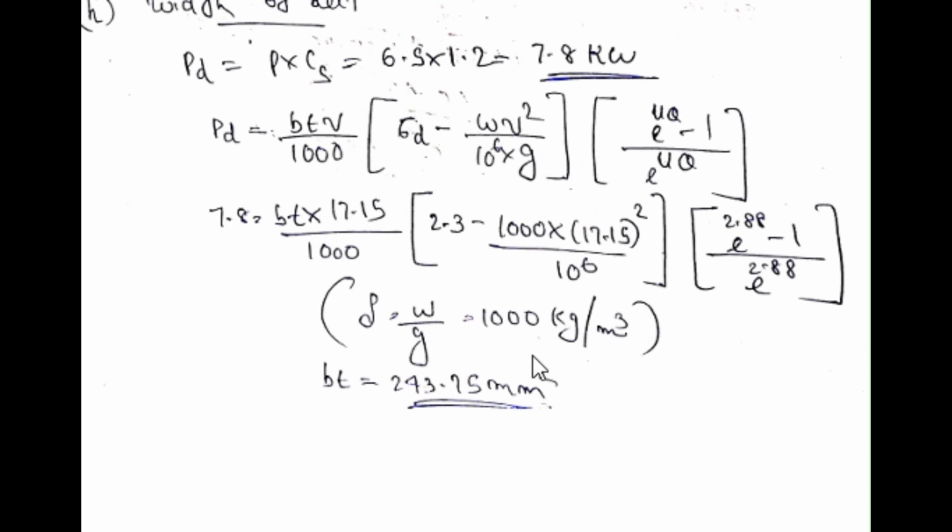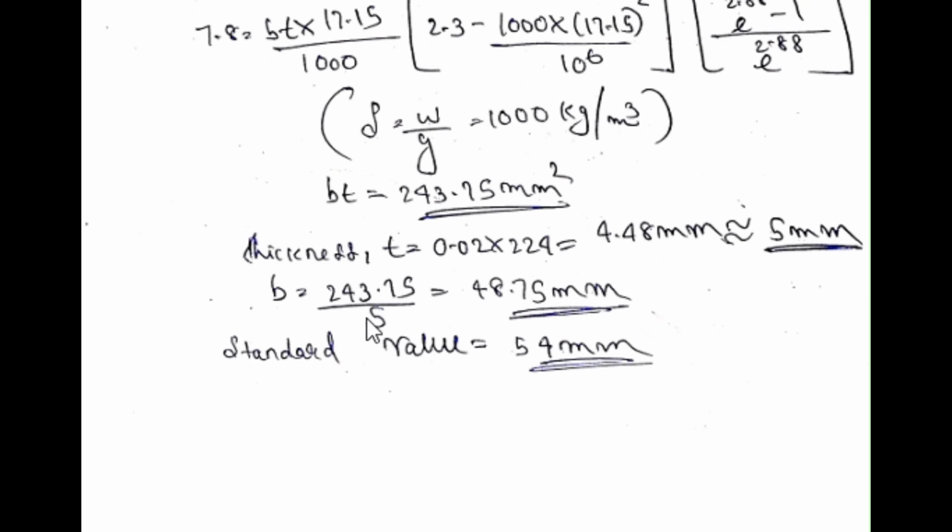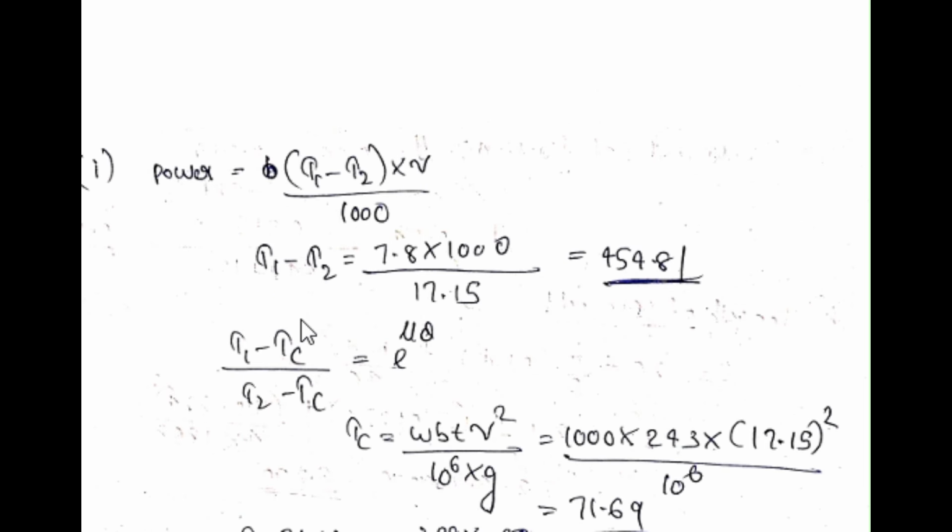So BT will be around 243.75 mm. Now I have the value of BT. The thickness of a flat belt is found by the equation 0.02 into the diameter of the driver, so that will be around 5 mm. That is the T value, thickness. Now we know the value T, you can find the width of the belt. Even though 48.75 mm is the width of the belt, the next standard value according to the data book is 44 mm. So we have to check that.